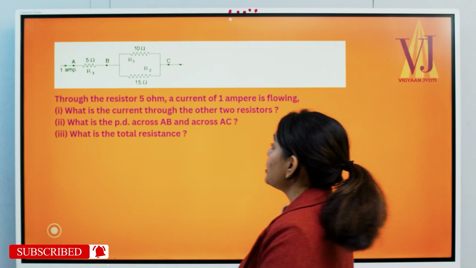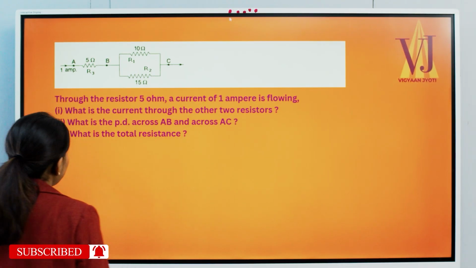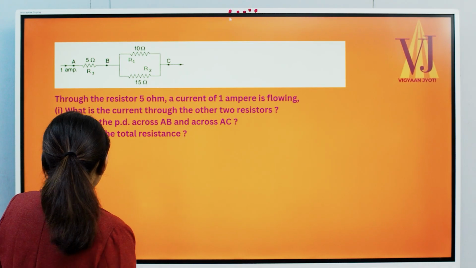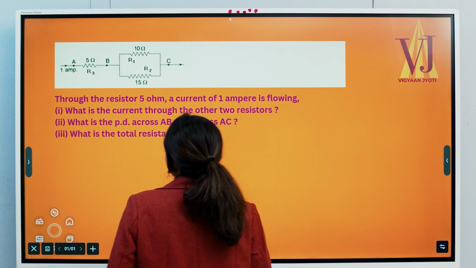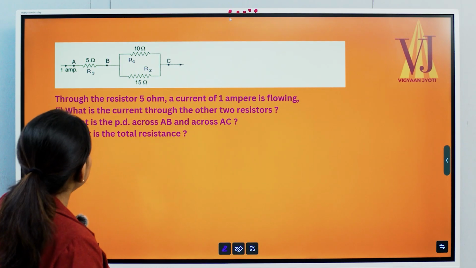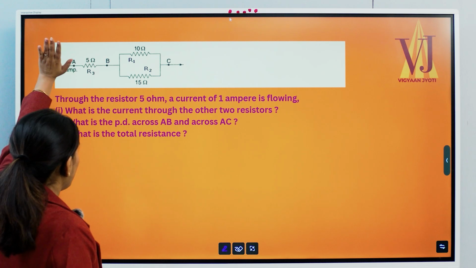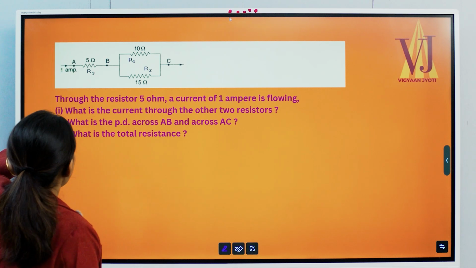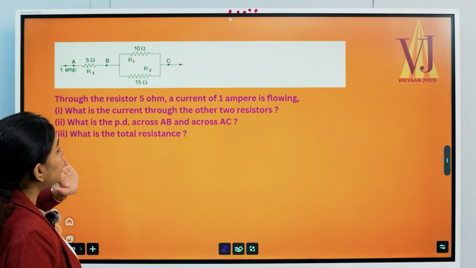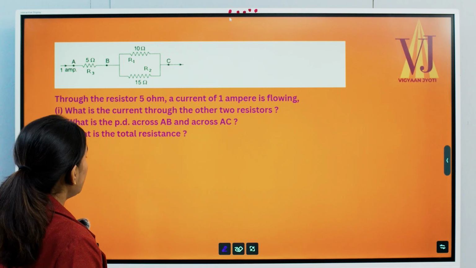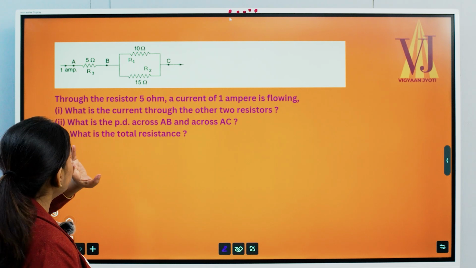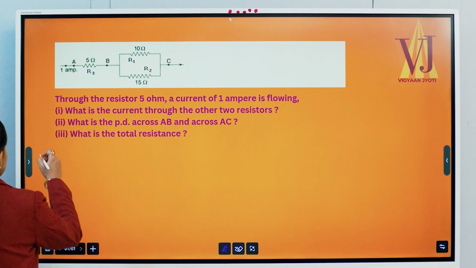Okay, so now the question comes here. Through the resistor 5 ohm, a current of 1 ampere is flowing. Now first, we will come one after the other. What is the current through the other two resistors? We have to find out the current through the other two resistors, right?